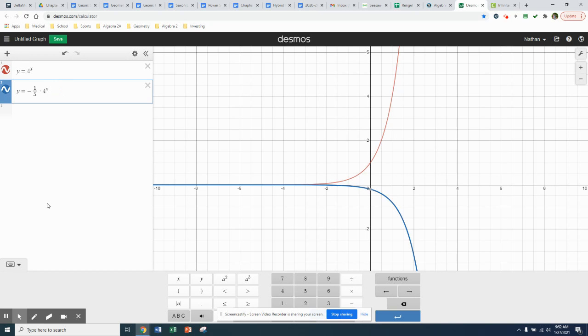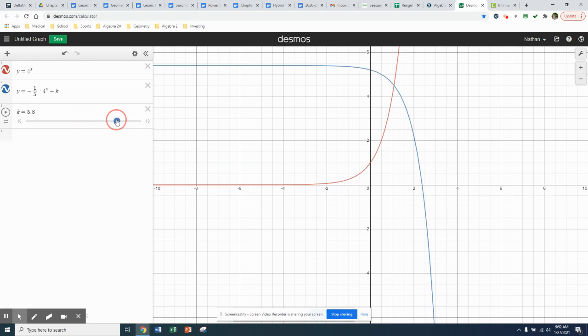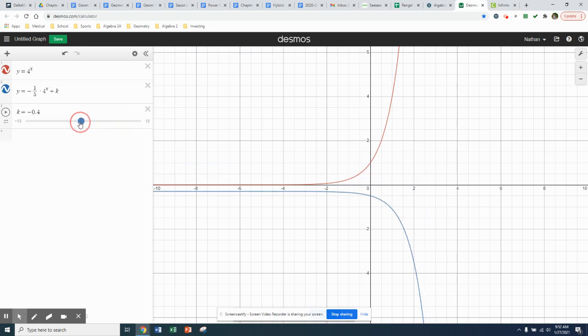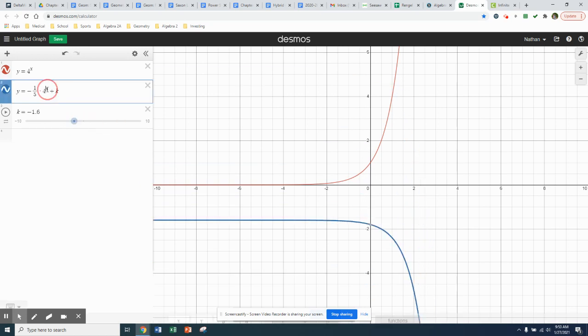Now, some other things that you'll see, like if I put a plus k there, we'll add a slider. Here's where k is 0 right here. As I increase k, my graph is going up, which is what we've seen in the past. As I decrease k, my graph is going to start sliding down. So just like before, that h and k are going to start to move my graph up and down.